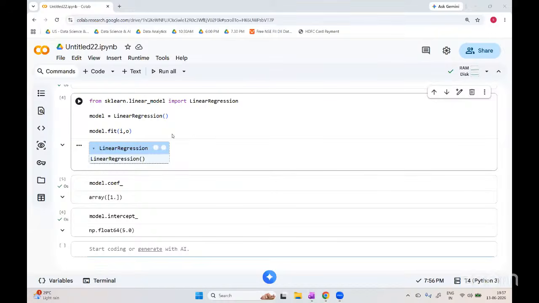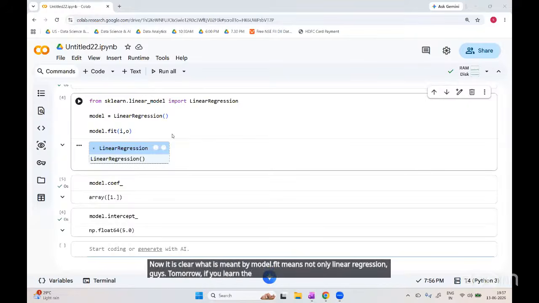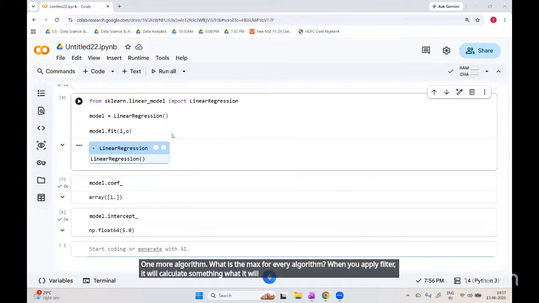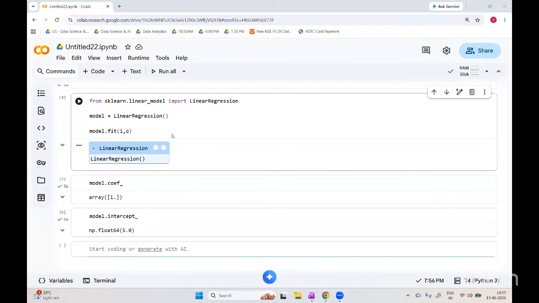Now it is clear what model.fit means. Not only linear regression, guys. Tomorrow, if you learn non-linear, when you apply the fit, what is the math behind that? For example, day after tomorrow, you will apply one more algorithm, decision tree. What is the math? For every algorithm, when you apply fit, it will calculate something. What it will calculate, why it will calculate, how it is calculated, and from where it started: we want everything, right? Understood? We don't just want the Python code.